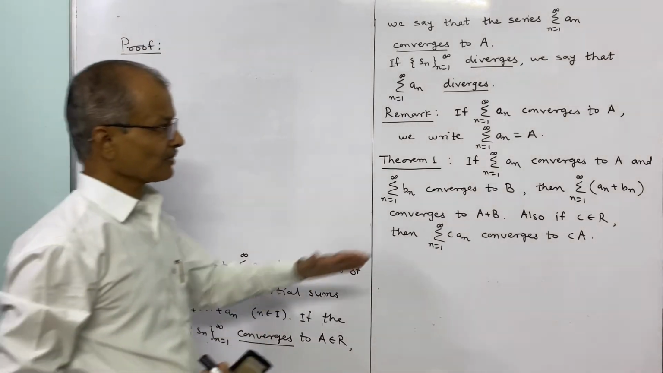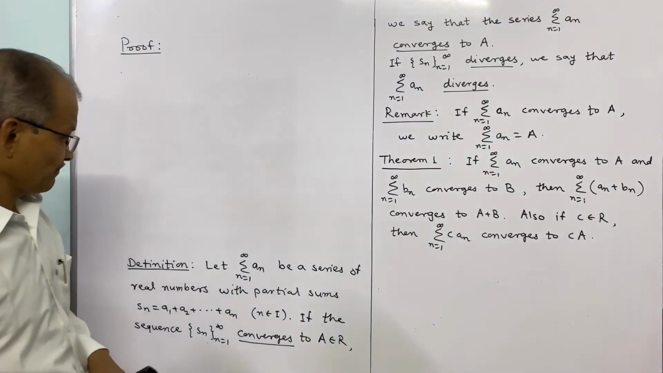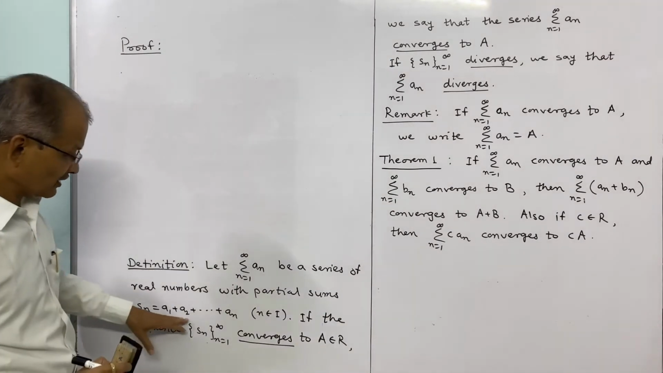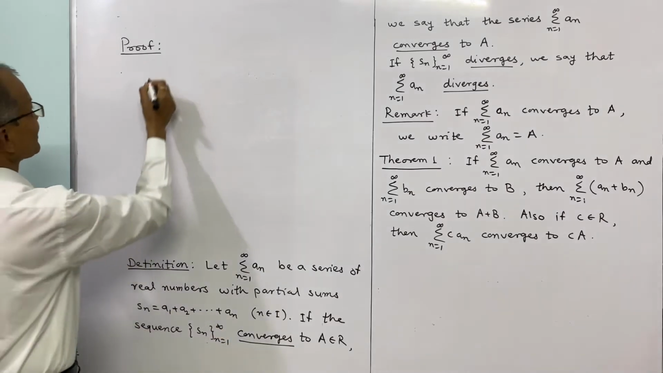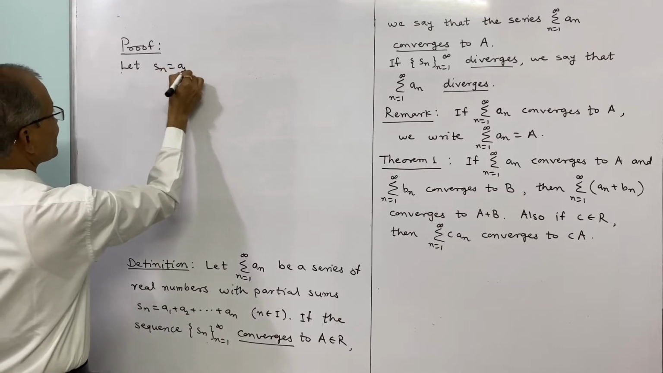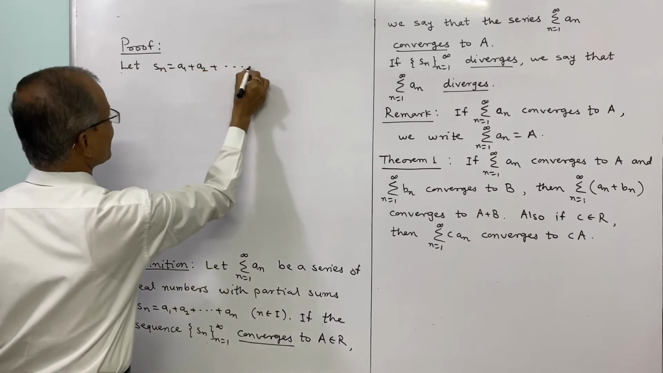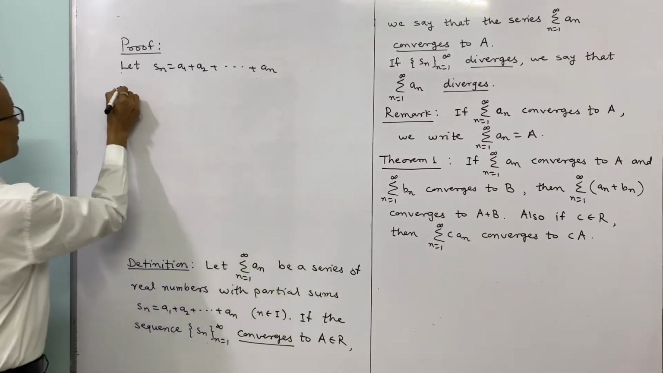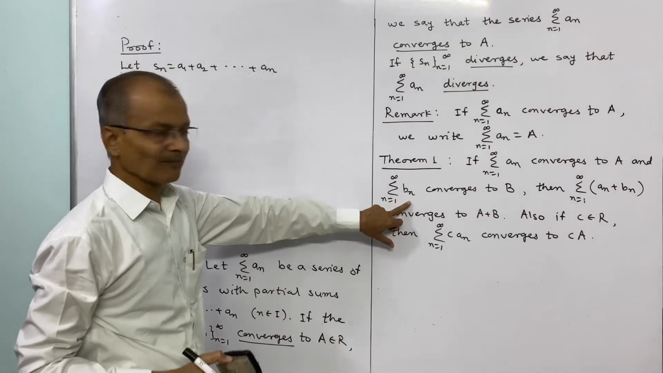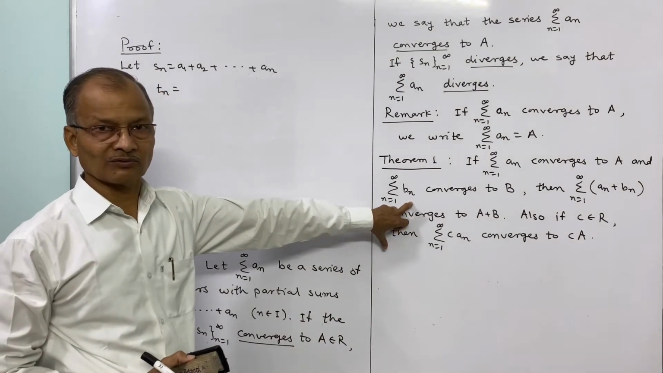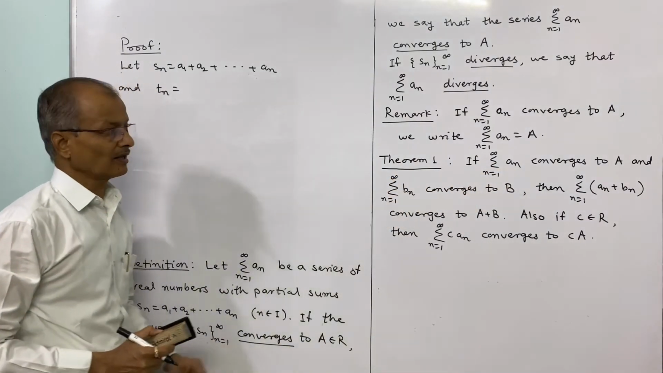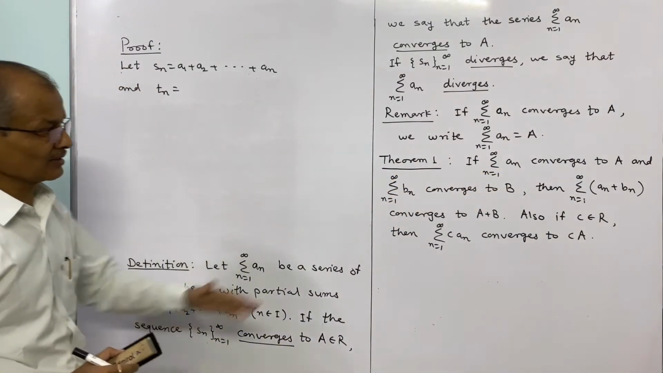First we shall form the sequence of partial sums of an. Now here we have Sn. Let Sn be equal to a1 plus a2 and up to an, and we shall denote the partial sum of the second series sigma of bn by tn. Another notation we shall use. These are the notations used to denote the first and second series. an and bn are the nth terms of the first and second series.